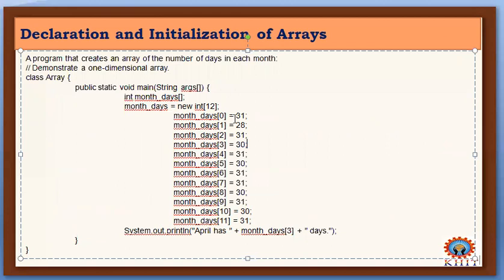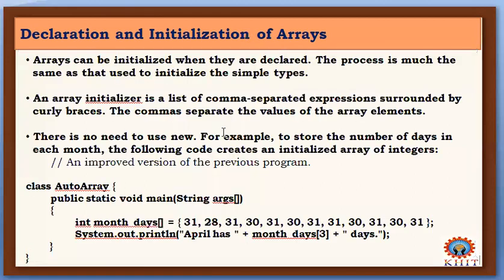Okay, so for the 0 index, you are storing 31. For the 1 index, you are storing 28. For the 2 index, you are storing the value 31. Again 3 index 30, 4 index 31. Like that, you are giving the values. This will take so much time and so many steps. So we can minimize this by a single declaration.